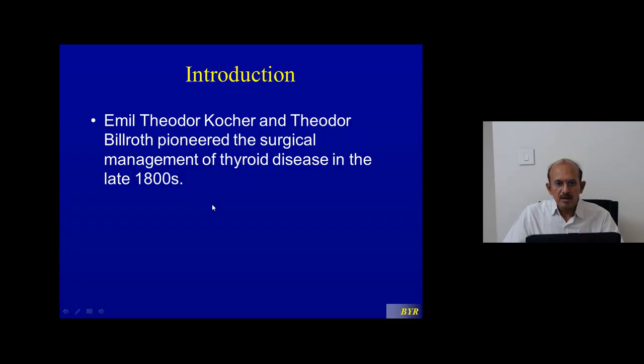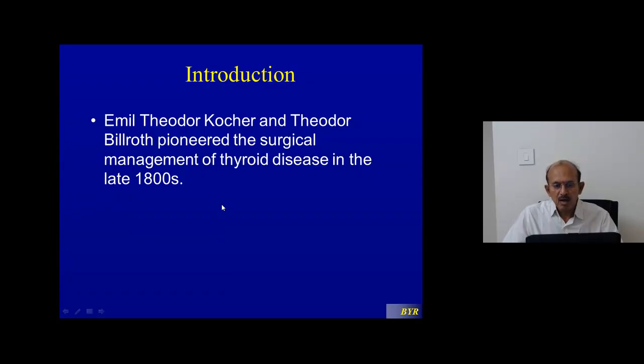Theodor Kocher and Theodor Billroth were contemporaries. Billroth was the professor of surgery in Vienna, and Kocher worked as his assistant for a few years. Both of them pioneered the surgical management of thyroid disease from the 1880s to 1900. Actually, Kocher ruled the surgical world of thyroid diseases.